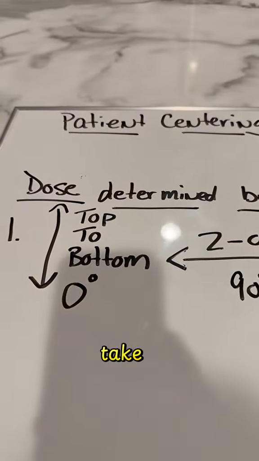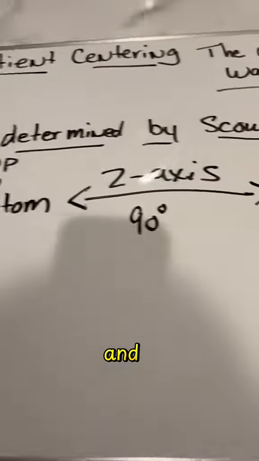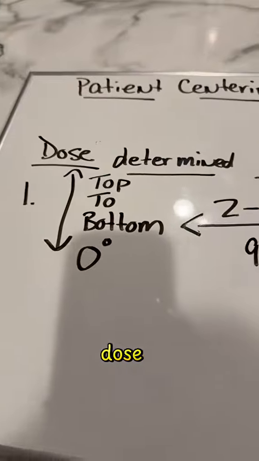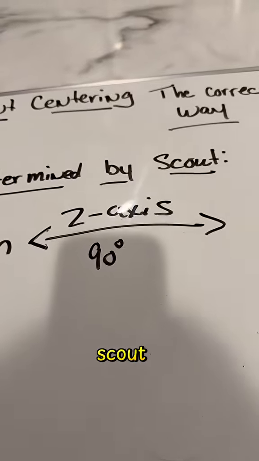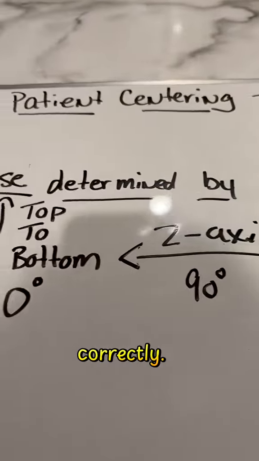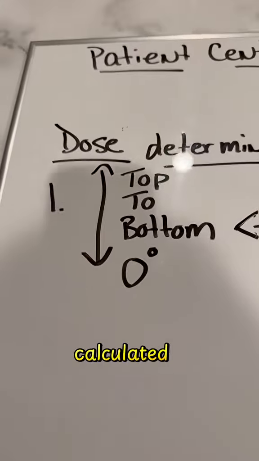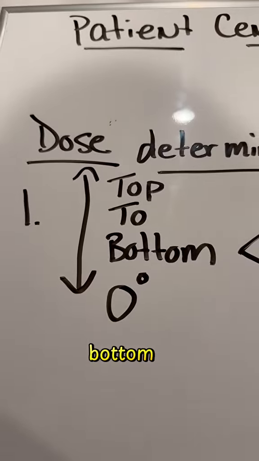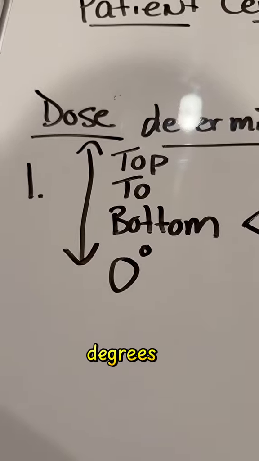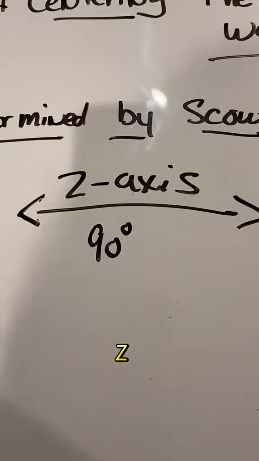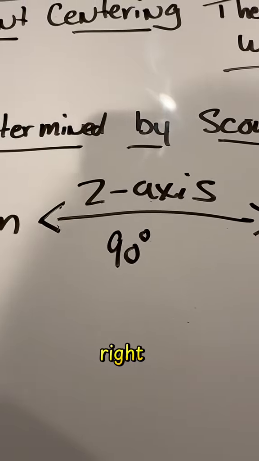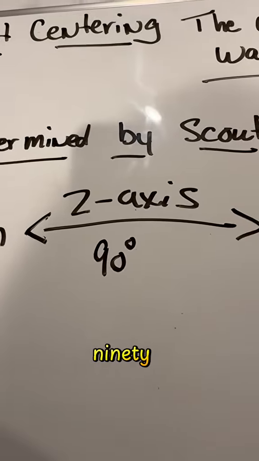Most CT systems take two scouts, so one at 0 degrees and one at 90 degrees. So your dose is going to be determined by your scout if you center the patient correctly. So dose is calculated from the top to bottom of your scout, so that's at 0 degrees. And then on your Z-axis, so from right to left, left to right at 90 degrees.